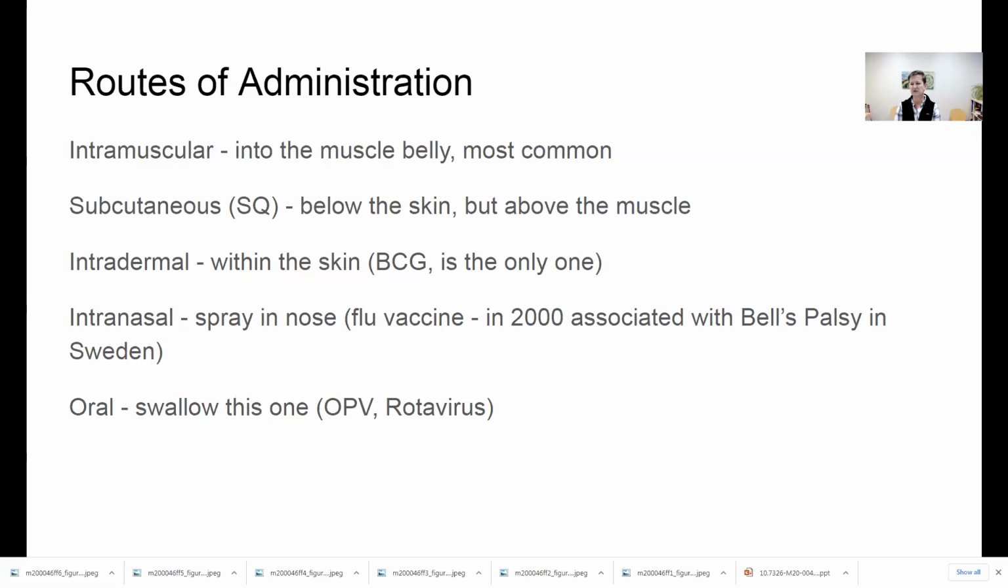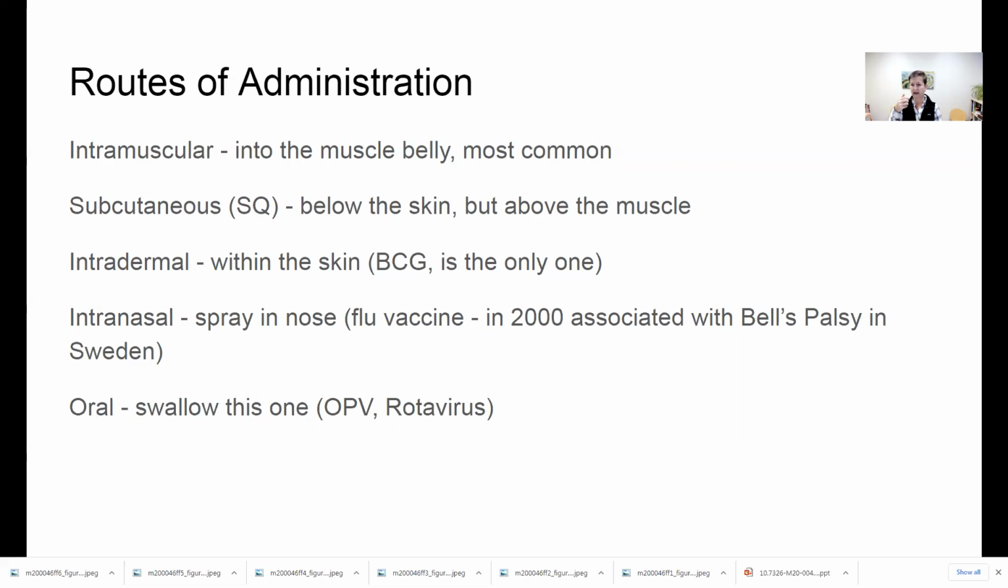And BCG, which is a tuberculosis vaccine, we don't use that in our country, but that is the only one that does that. And I think many of you, we can liken it to when you got that PPD or a TB test. So it goes just right in the dermis and you get that little bubble. But we don't really use that for any other vaccine currently.